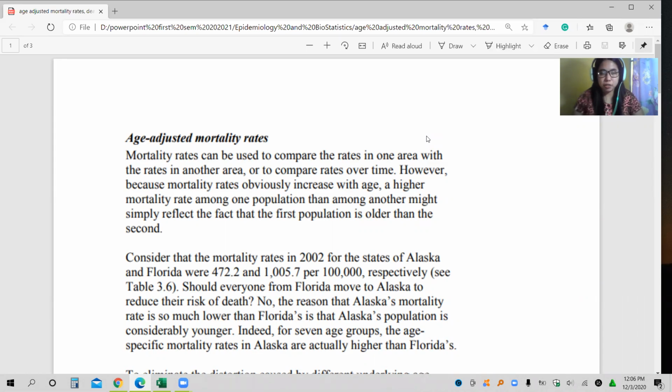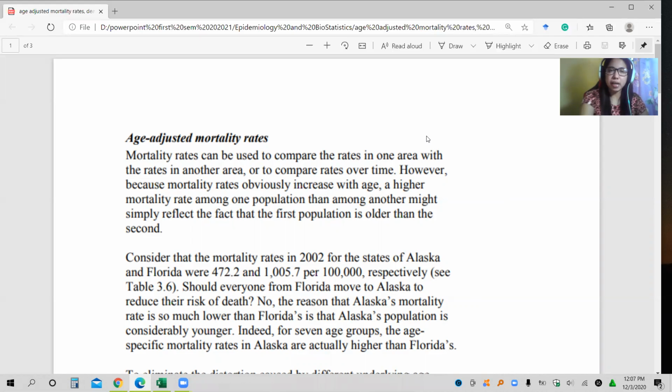Mortality rates can be used to compare the rates in one area with the rates in another area or to compare rates over time. However, because mortality rates obviously increase with age, a higher mortality rate among one population than among another might simply reflect the fact that the first population is older than the second.